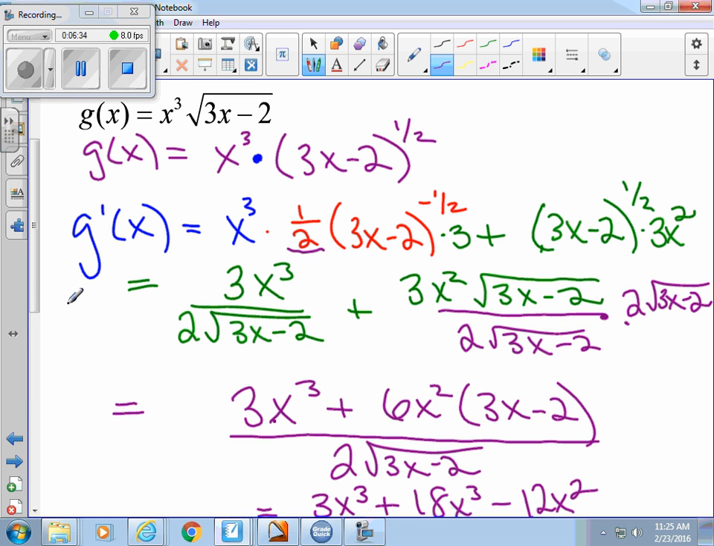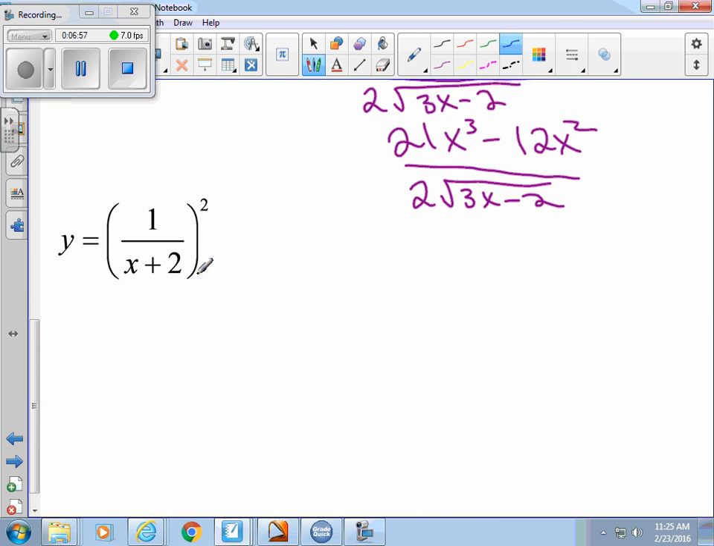Okay, so the chain rule, you take the derivative of the outside function. So if you look at this one, the 1/2 power is the outside function. So to do the derivative of that, you do 1/2, leave the inside alone to the negative 1/2. Then you multiply by the derivative of the inside, which is the 3. Oh, yeah, I remember.